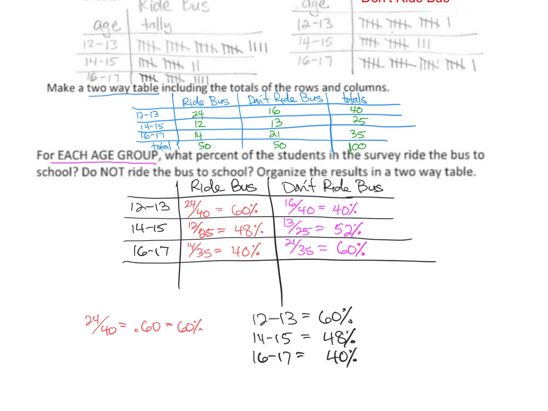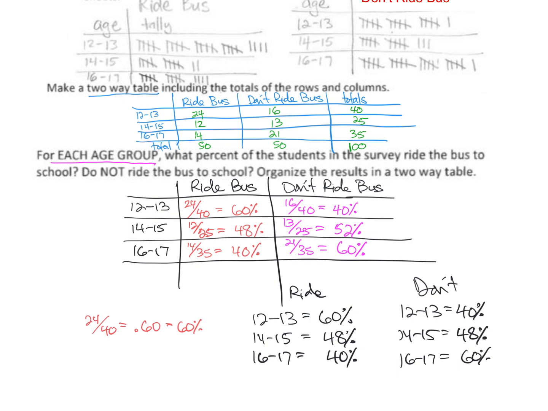And then what is the percentage that do not ride it to school? So we're going to say 12 to 13 is 40%. So this is like ride, don't ride, right? So pretty much we're just rewriting the table that we have. And then we have 16 to 17, and then we have 60%, right? So this is a two-way table. We have ride with age group, and we have don't ride with age group.